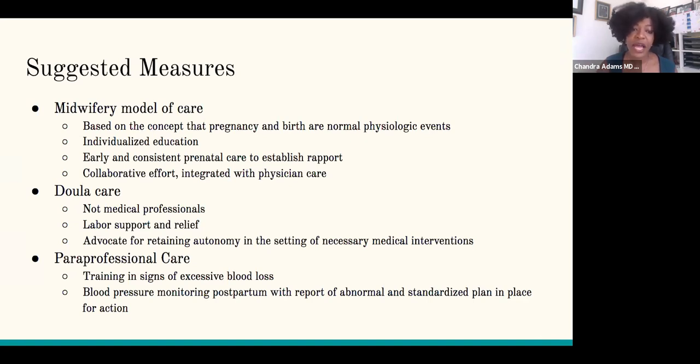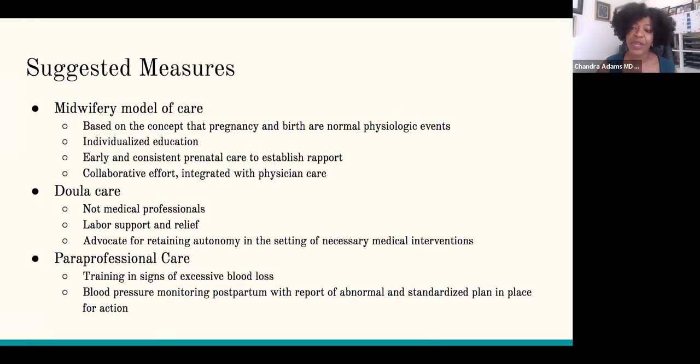Doula care. Doulas are not medical professionals, but they're labor support advocates, and they advocate for patients to retain their autonomy in the setting of necessary medical interventions. So that patient who didn't understand why she was getting a C-section, if she had a doula there to just kind of stand in the gap and help to explain to her what was going on, someone who'd seen labor before and could explain it to her in her terms, she would have felt more comfortable.